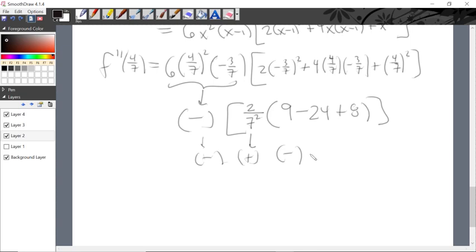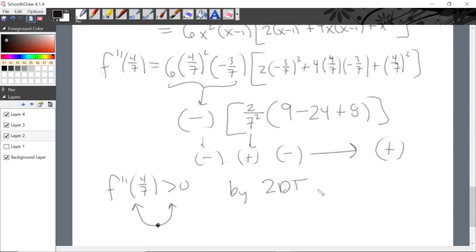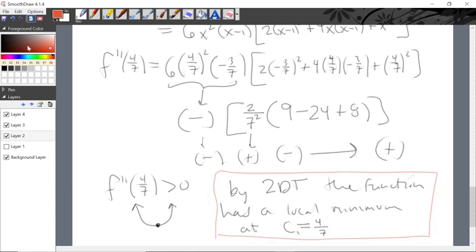So a negative times negative is going to output positive. So we have f double prime of 4/7 is greater than 0, so that means that the function is concave up through the critical point, where c is equal to 4/7. From the shape of the curve, that means that this function, therefore, by the second derivative test, f has a local minimum at the point where c, or c1, I called it, is equal to 4/7.